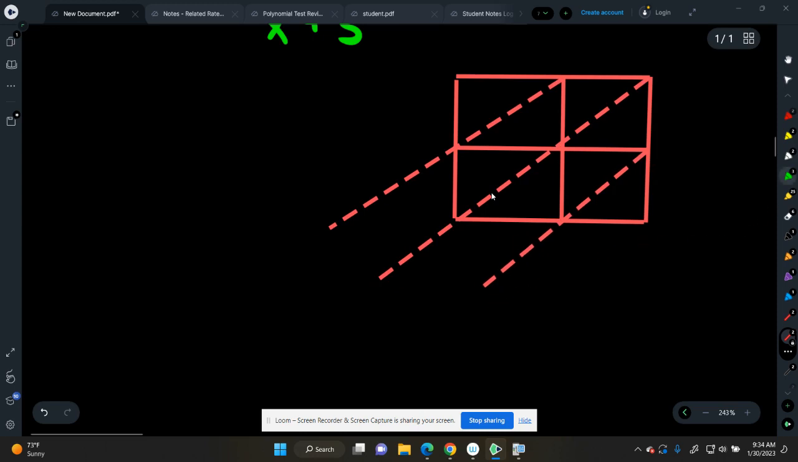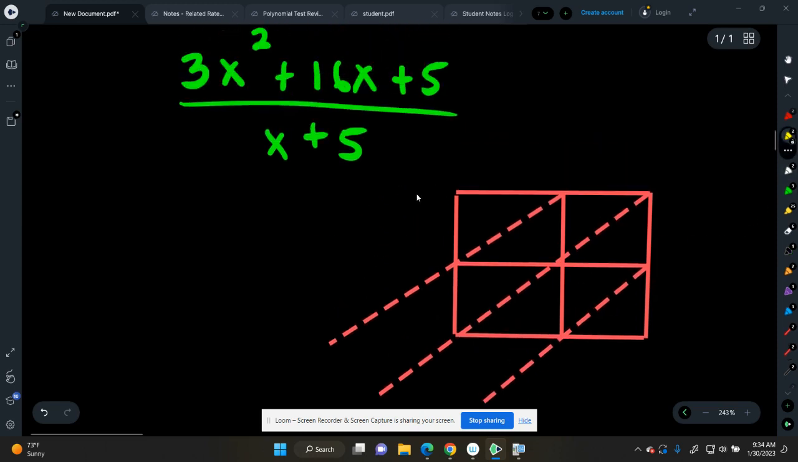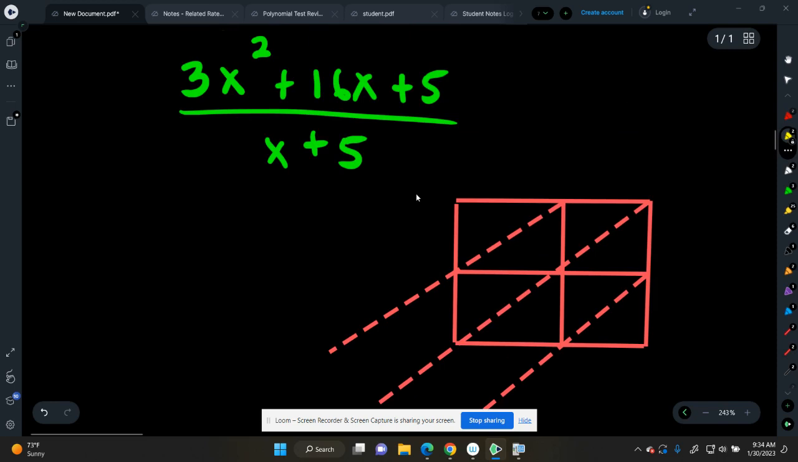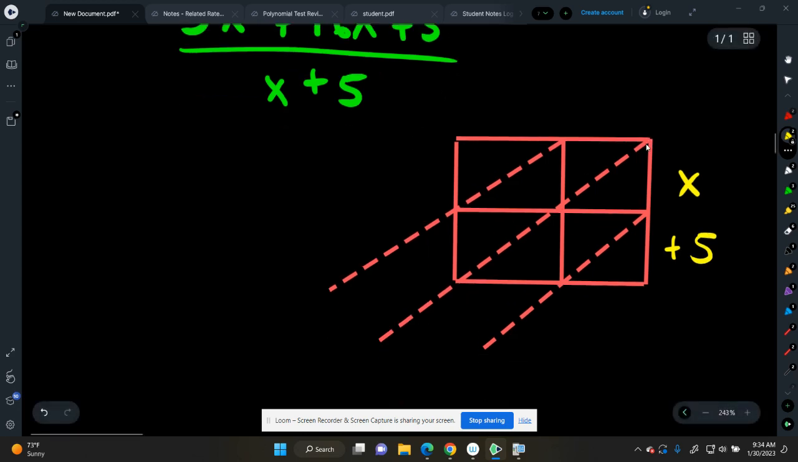Okay, so my 2 by 2. So let's see, where are we putting the x plus 5? Anya, where are we putting the x plus 5? On the side. Yeah, put it on the side. Good. X plus 5. Okay, Shayna, where am I putting the 3x squared plus 16x plus 5? On the other side. On the diagonals, right? That's what you meant when you said the left side, right? 3x squared plus 16x plus 5.